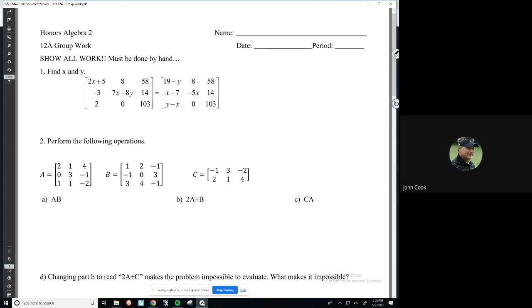Like notice you have an 8 here and an 8 here, they're the same, and a 58 here and a 58 here. Well, that means that all of the places where they're in the same location, those values are going to be the same. Like for example, this -3 is the same as this x minus 7.